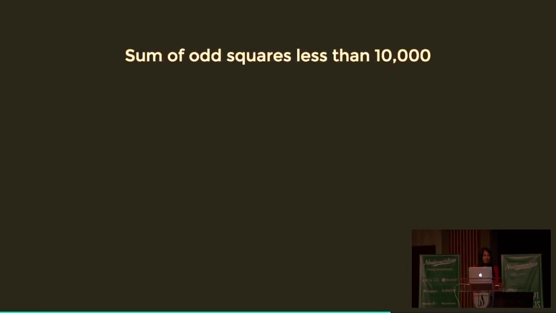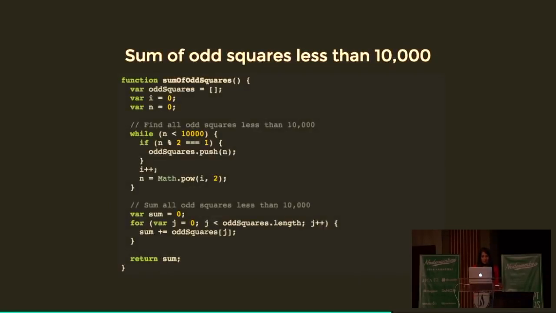And if you're like, that's not a big deal, I'll try to show you another example and convince you. So we have this function, sum of odd squares less than 10,000. You need to sum all of the odd squares less than 10,000. So you have an array of odd squares. First, you determine what all the odd squares are that are less than 10,000. So you have a while loop and find all the odd squares and push them into that array. And then you iterate through that array of odd squares and sum them up. This is one way of doing it. And you get 166,650.